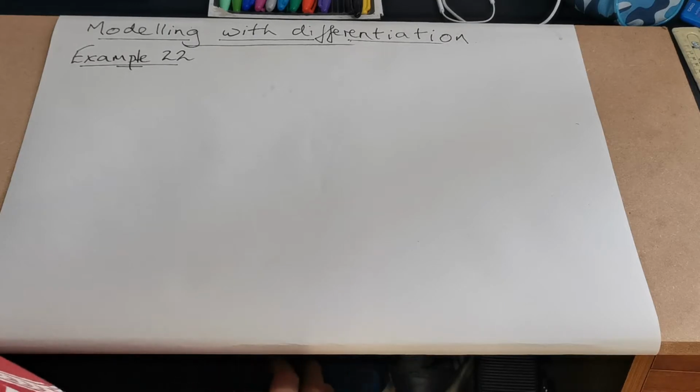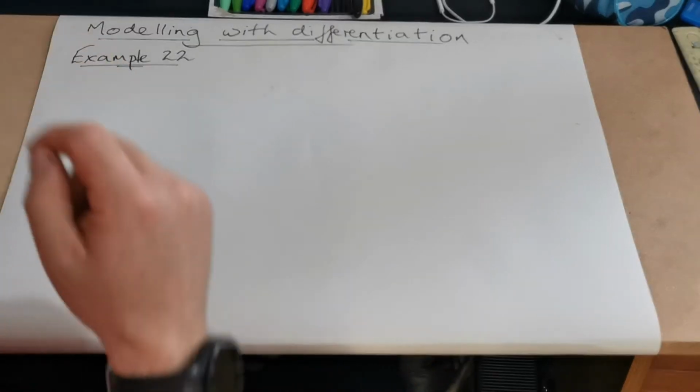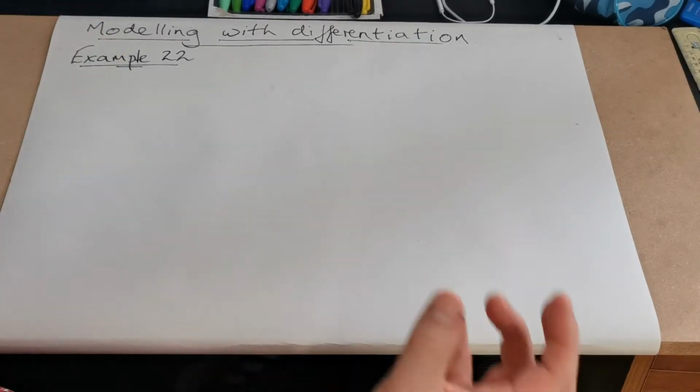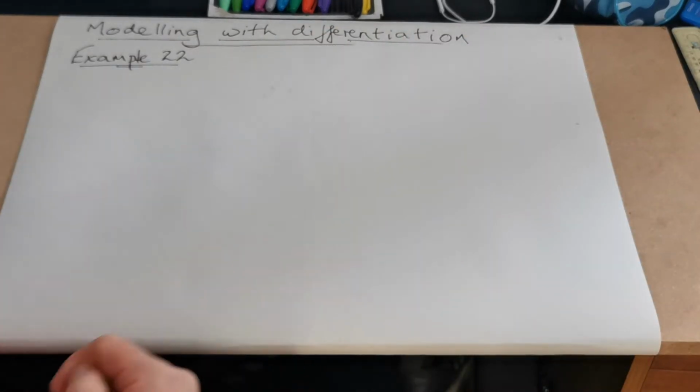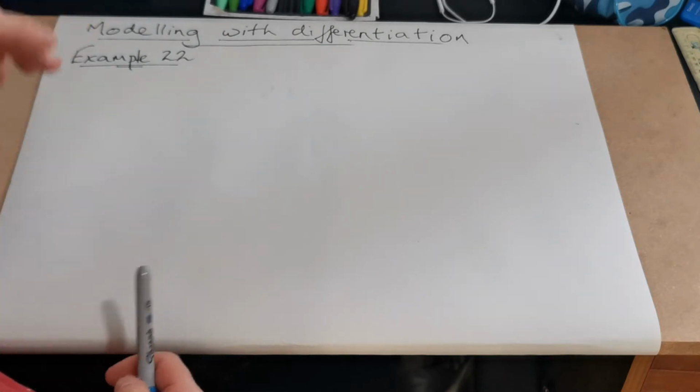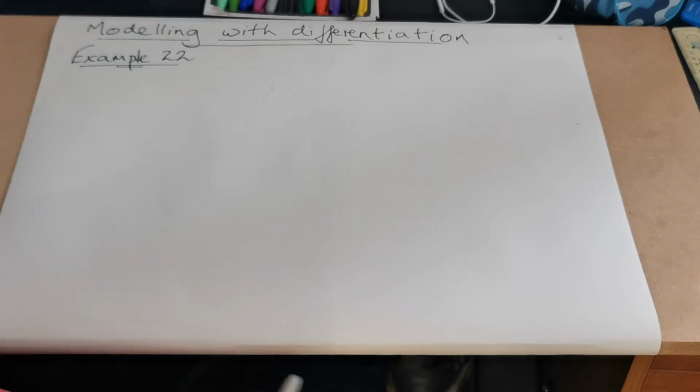Hi there. So today we're going to look at really what differentiation is all about, and that's taking real life examples and finding the maximum capacity or the maximum something or the minimum funding or something where it's used in real life. We model with differentiation all the time. And I'm going to start by looking at example 22, which you should be able to see here.